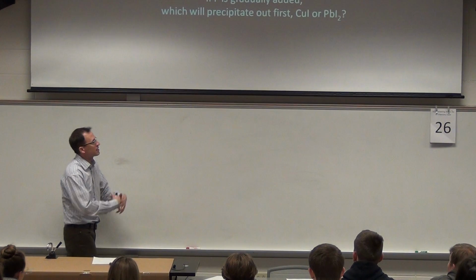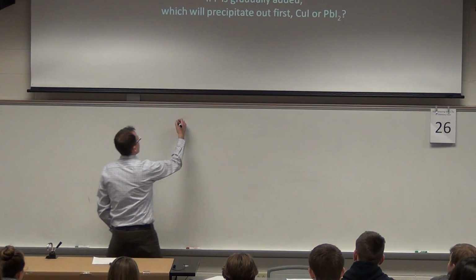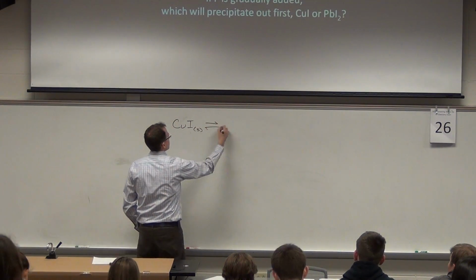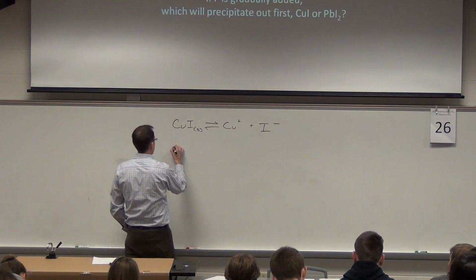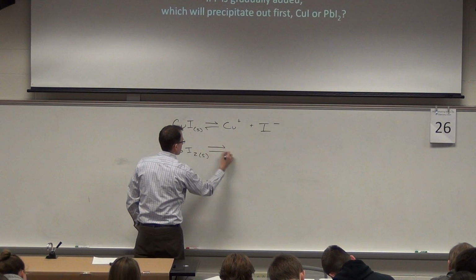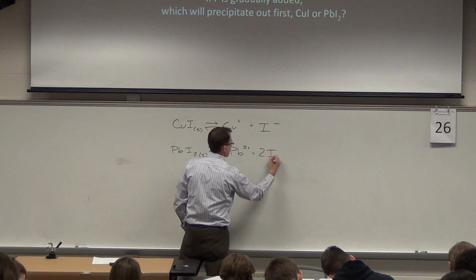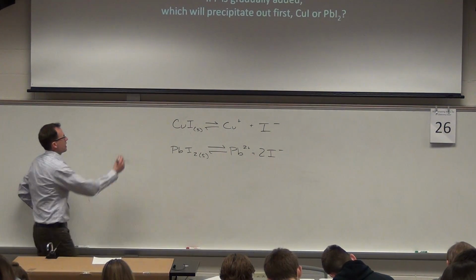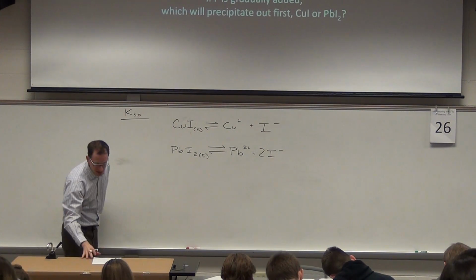How I simplify things, I like equations, okay? So these are the things that I'm talking about. I have CuI. Well, that could break up into this. I have PbI2. That could break up into this. The thing you don't have yet that I need to give you is the KSP of each of these solids. So let me give you that.